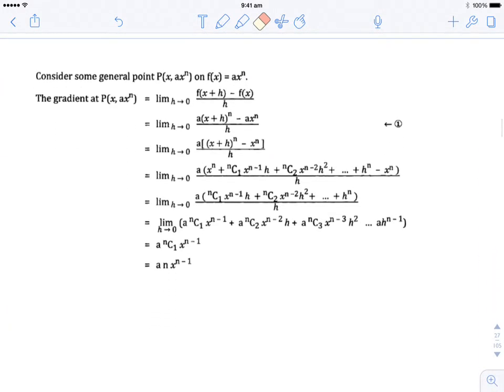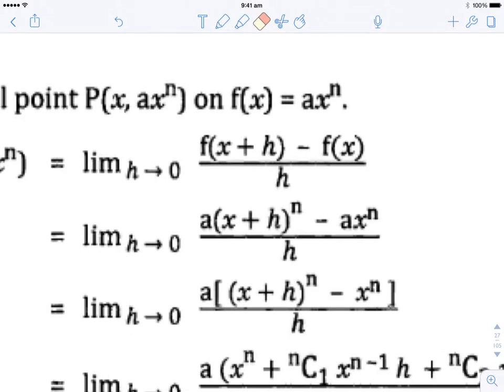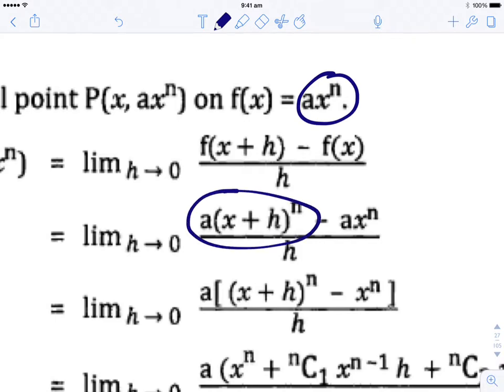Here's a way of looking at this function in general, and the syllabus specifically mentions understanding this one. So we just start with a general function, y equals, or f of x equals ax to the power of n. So this general power function, and we're using this to show how we get the rule for doing derivatives. So f of x plus h is this function here replacing the x with x plus h. So we've got a(x plus h) to the power of n, minus f of x, which is just ax to the n, divided by h.